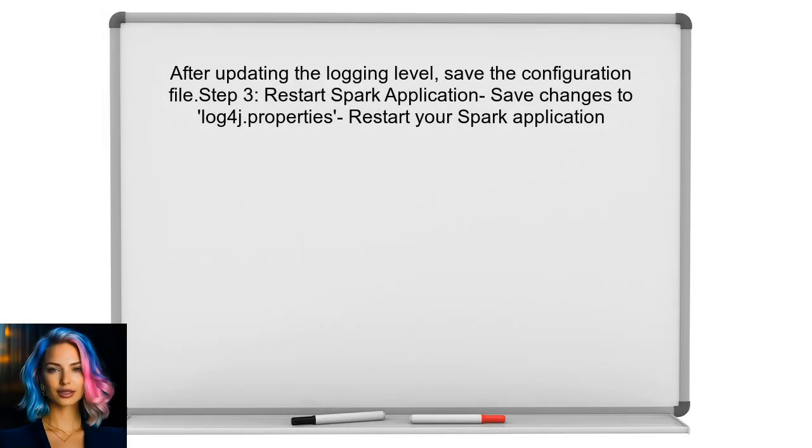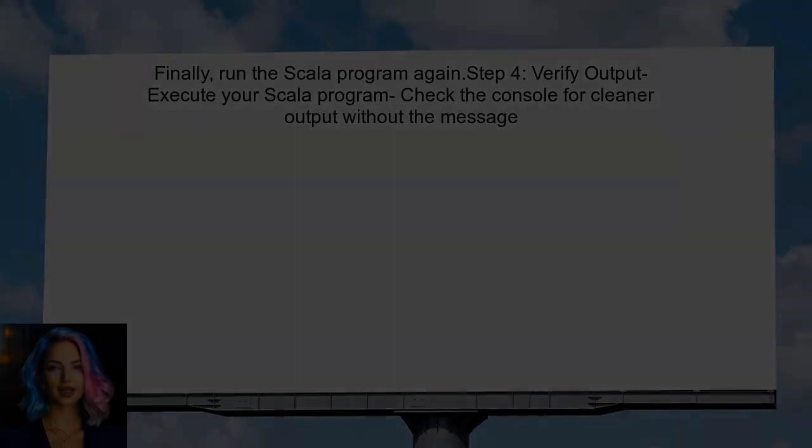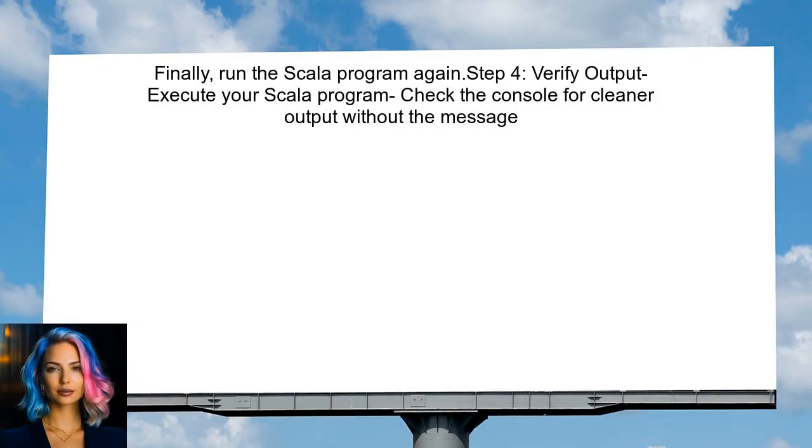After updating the logging level, the user should save the configuration file and restart their Spark application to apply the changes. Finally, the user can run their Scala program again. The output message should no longer appear in the console, allowing for a cleaner output.